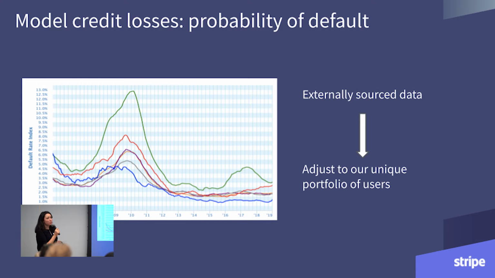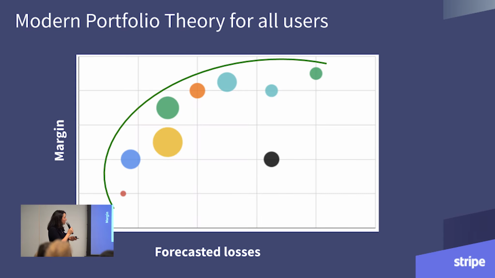When it comes to modeling probability of default, we don't have a lot of internal data, and this is one of the very few cases where we are very happy to say that we don't have a lot of internal data because we don't have a lot of users defaulting. So what we did is we took external data and we adjusted it to account for some of our user specifics, and then we assigned a probability of default to each user based on their industry, size, and some other factors.